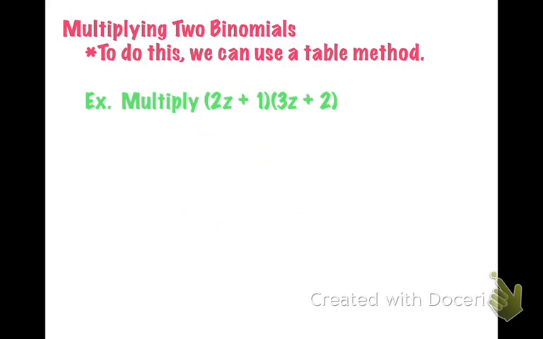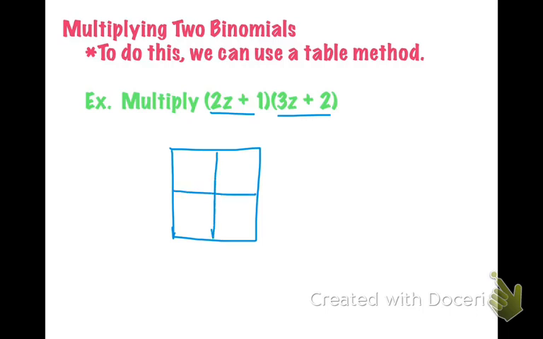2z plus 1 times 3z plus 2. I need to check how many terms. I have 2 terms here and 2 terms here. So that's going to be 2 rows again and 2 columns. Fill in your terms. And something else is it doesn't matter which one goes on which side. Like I put the 2z and the plus 1 here. I could also have put it down this side and it wouldn't make any difference. But I just put the first one on top. This is a 3z and a plus 2.